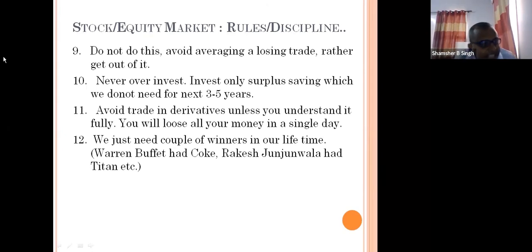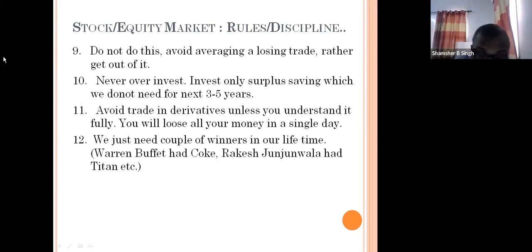And there is something called derivatives, futures and options we call it. Avoid those products unless you really understand them. Those products can wipe out your capital in a single day. I know many people in the stock market who have lost crores of rupees which they earned over a period of 10, 20, 30 years, and they lost it in one day in a single trade, just because they were trading in derivatives. So my point is, this is like playing with fire.